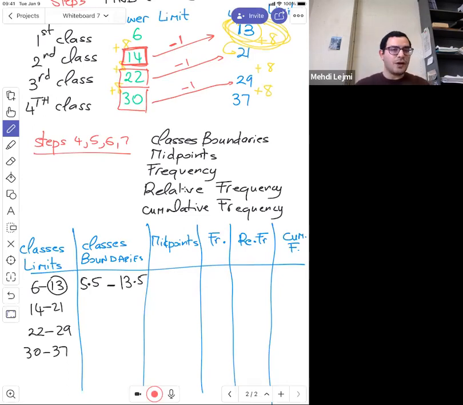So you always subtract 0.5 from the lower limit and you add 0.5 to the upper limit. So next, 14 is the lower limit, so that's 14 minus 0.5, so that's 13.5. And then for the upper boundary, that's 21 plus 0.5, so that's 21.5, etc. Please let me know if you have a question.